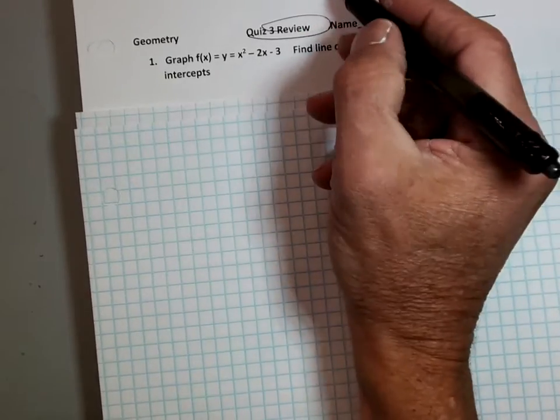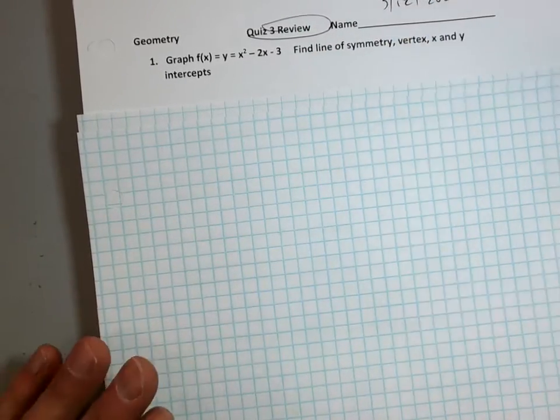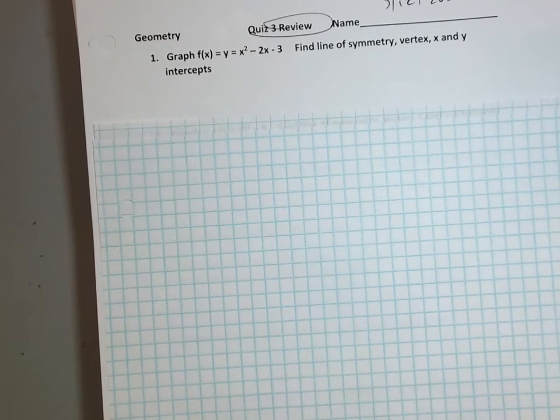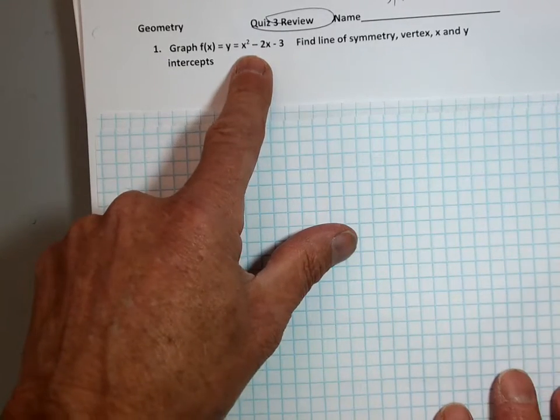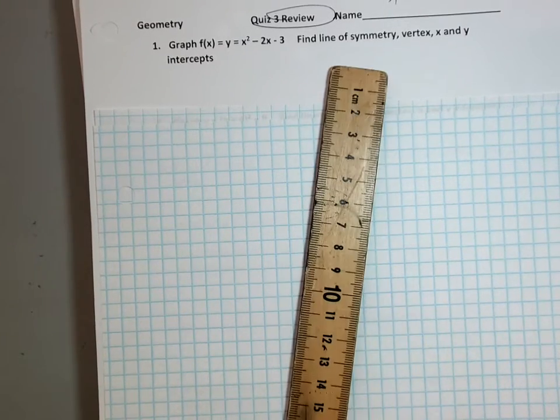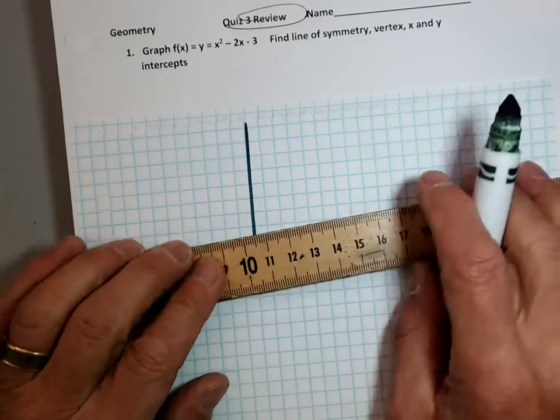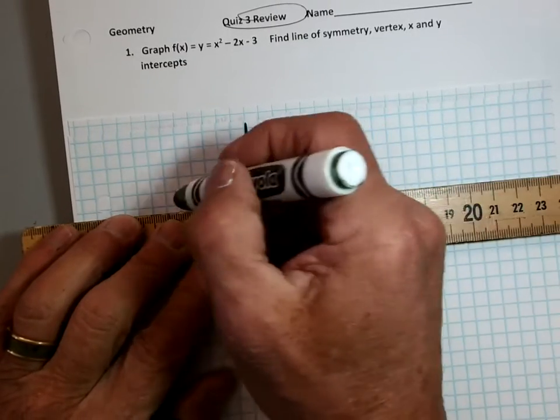So it is 3/12/2020. So number one, it says graph y equals x squared minus 2x minus 3. Okay, so let's put down what we know. To start off at the beginning, x, y axis, okay? Let's just do the easiest and we'll work our way from there.